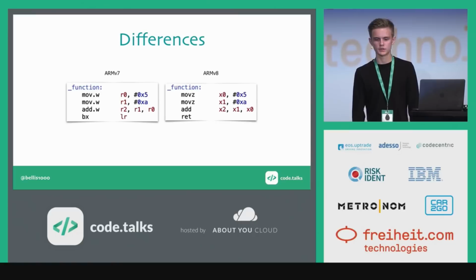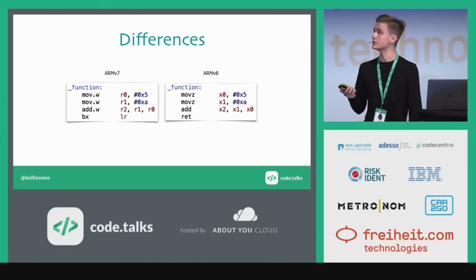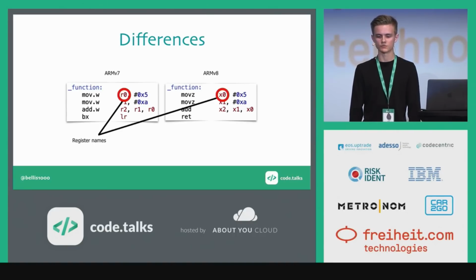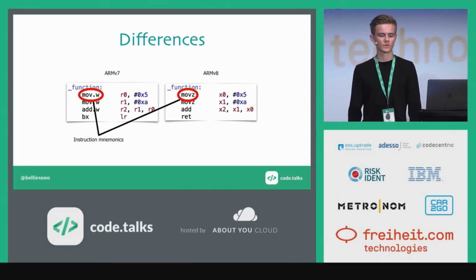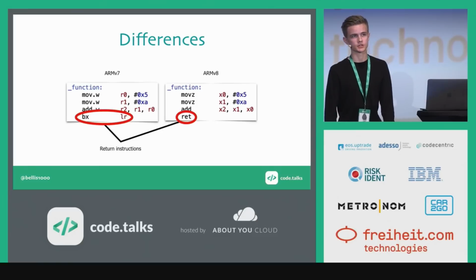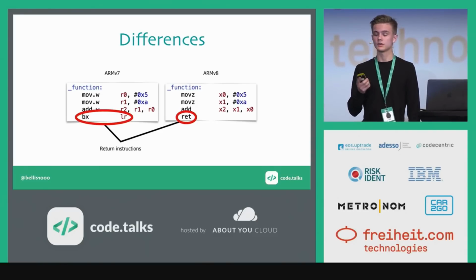So here's a quick illustration to highlight some of the differences. These two very short code snippets are doing the exact same thing, one for ARMv7, one for ARMv8. You can see there's a difference in register names. The instruction mnemonics vary slightly, and there are some additional ones in ARMv8. And then return instructions: with ARMv7, we branch to the link register, and in ARMv8, you get a ret instruction, which does the exact same thing.